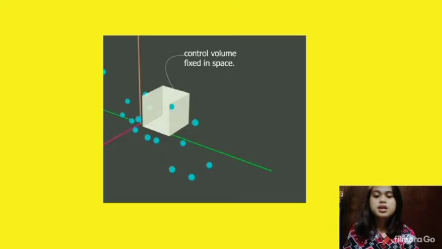This can describe the particles that move in and out of the control volume. Therefore, the parameters are determined in a fixed position in the course of time and not the individual particles. That's all. Thank you!